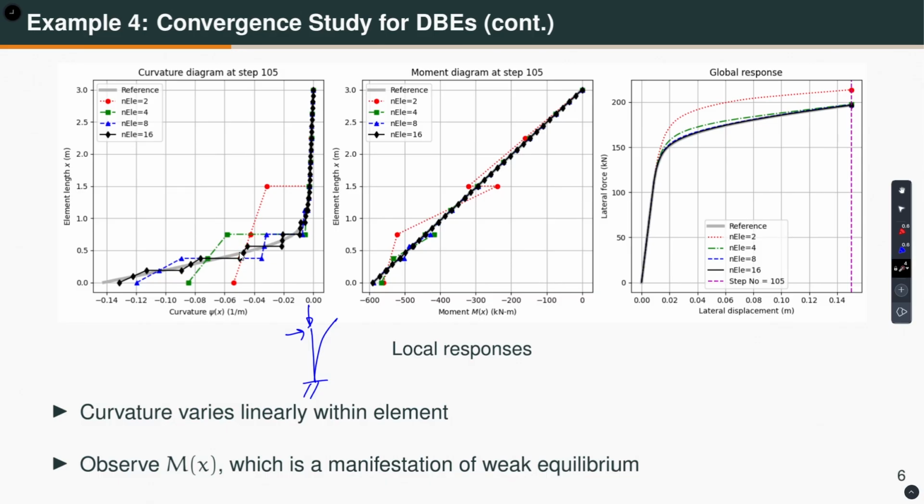On the other hand, in the bending moment diagram, remember what I am plotting. I am plotting the bending moment at different sections. Let us say I have used 2 elements here, and then I have 3 integration points in each element. So, I am using Gauss-Lobatto.